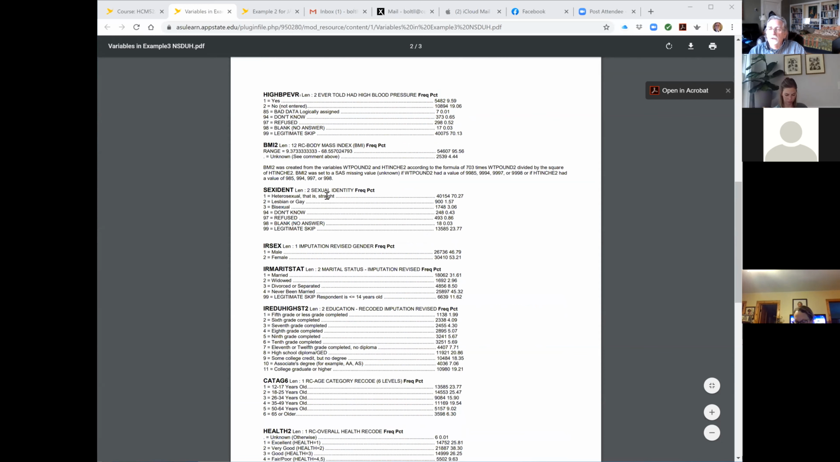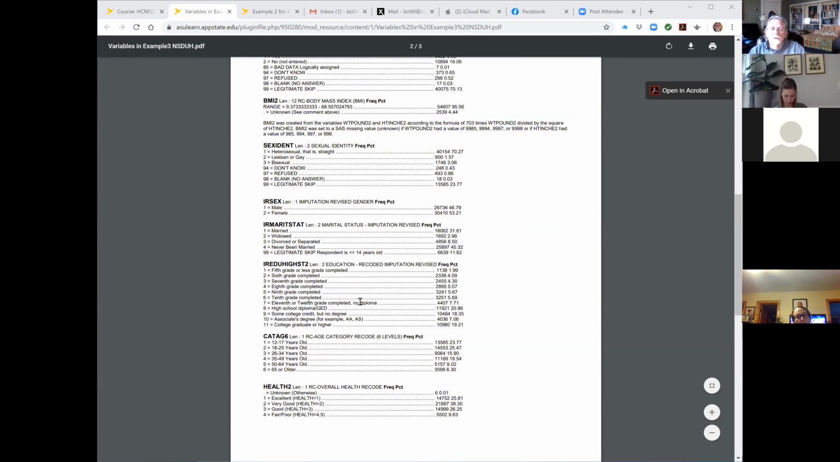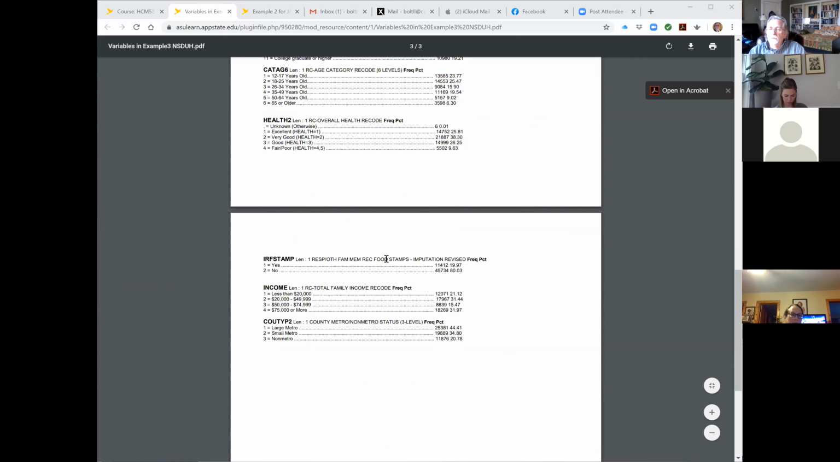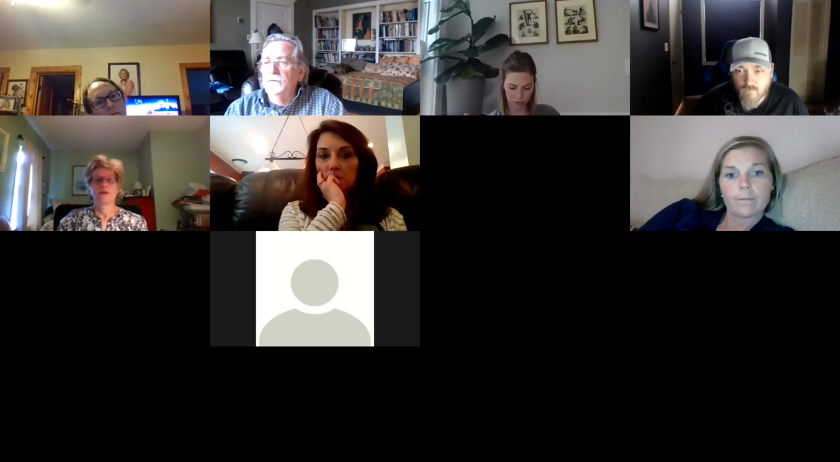Sexual identity, broken into 3 broad categories: sexual gender, male, female, marital status, educational history, the age of the respondent, and then your overall health record. Have family members ever received food stamps, total family income, and then what type of area did you grow up in? A large metro, small metro, or non-metro? And so those are all bits and pieces of data.